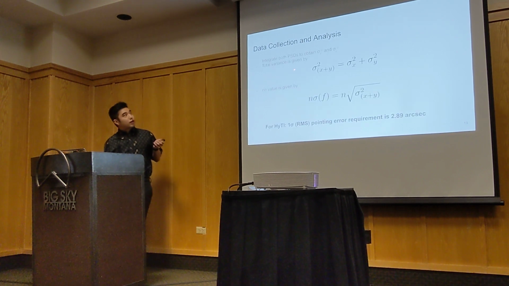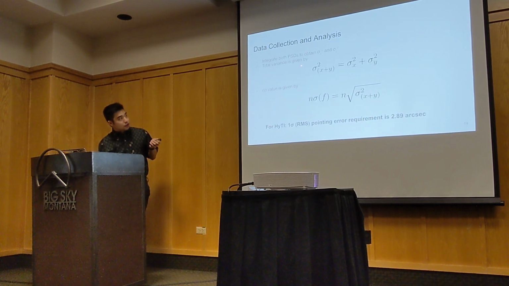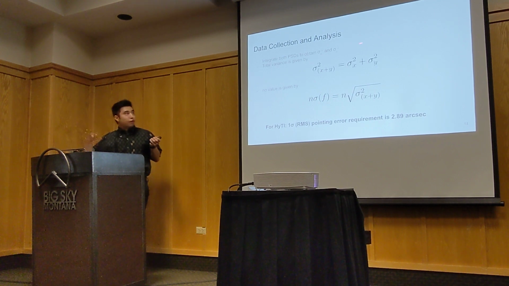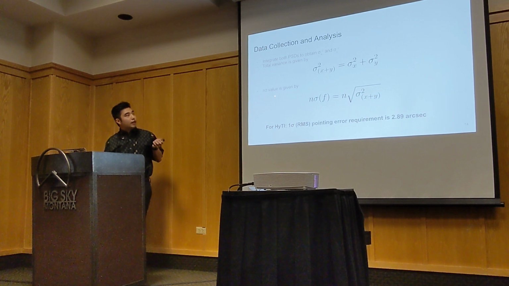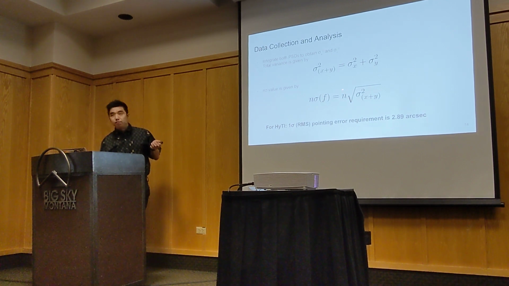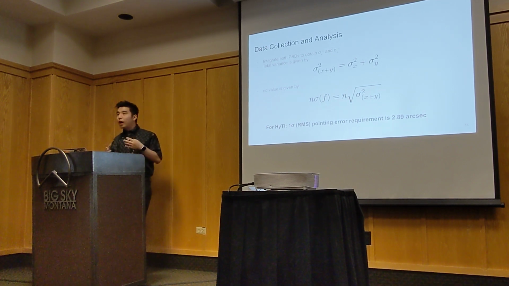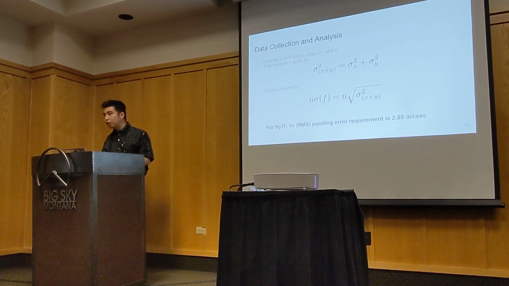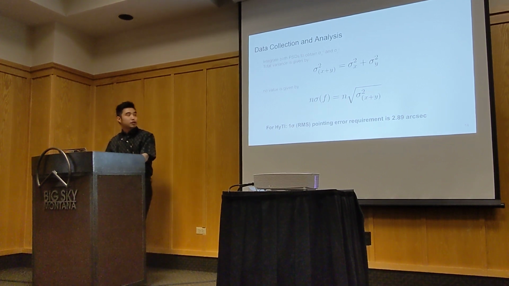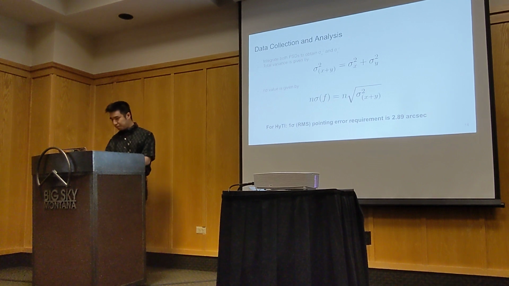Once we've integrated both power spectral density plots to obtain the variances in both directions, the total variance is just given by the sum of the two, and the n sigma value is just given by n times the square root of the variance. And for HyTI, this 1 sigma, or the RMS pointing error, requirement is 2.89 arc seconds.